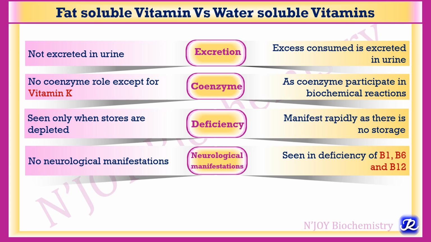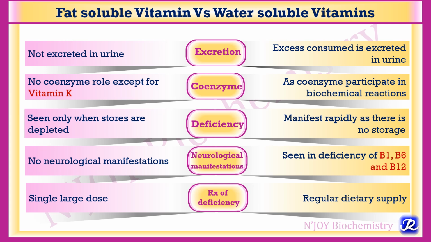Neurological manifestations. No neurological manifestation in case of fat soluble vitamin deficiency, but neurological manifestations are seen in water soluble vitamin deficiency. For example, deficiency of vitamin B1, that is thiamine, vitamin B6 and vitamin B12 will lead to neurological manifestations. Neurological symptoms like paresthesia are also seen due to deficiency of pantothenic acid, that is vitamin B5, and it is called burning foot syndrome. So we can say that neurological symptoms are seen in the deficiency of vitamin B1, B5, B6 and B12.